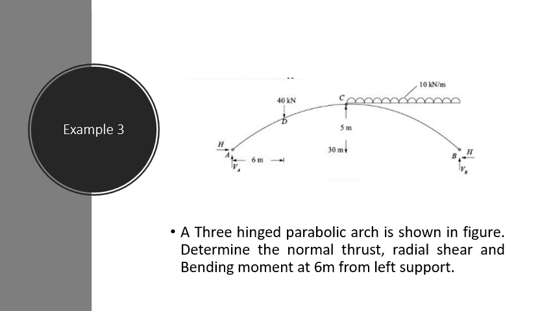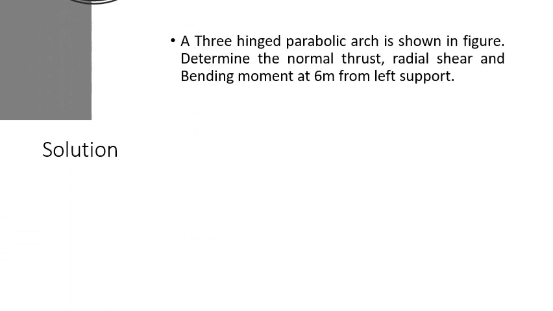A 40 kilonewton load is acting at a distance of 6 meter from the left end. Total span is of 30 meter. The rise is 5 meter. So we have to find the internal forces at the section 6 meter from the left support. So let's see the solution.